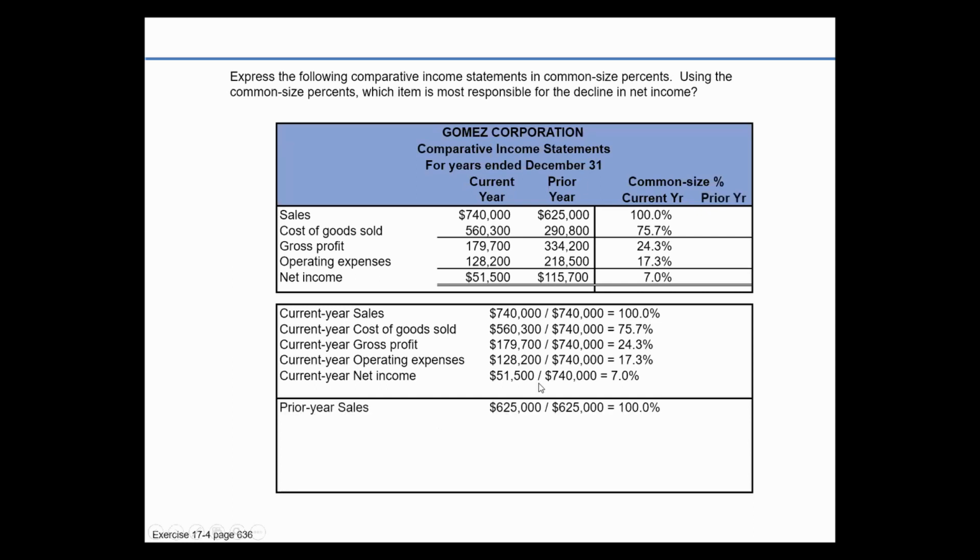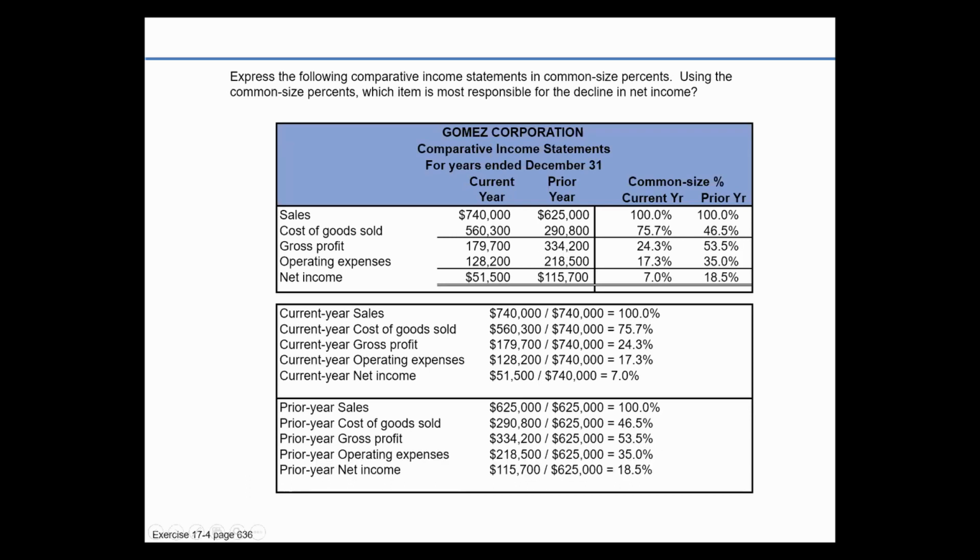So again, prior year sales would be 625,000. So again, that would be 100% for that year. And then you can do the same thing. So same thing, cost of goods sold for the prior year was 290,800 divided by 625,000 is 46.5%. The prior year gross profit is 334,200, same thing.